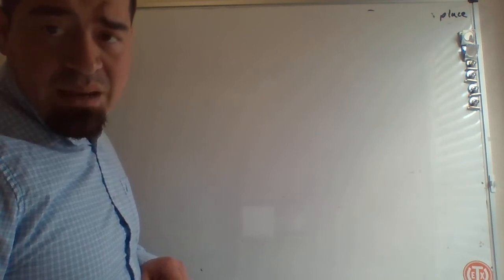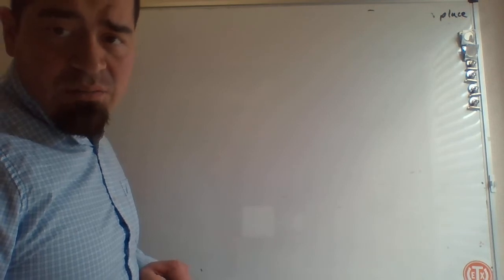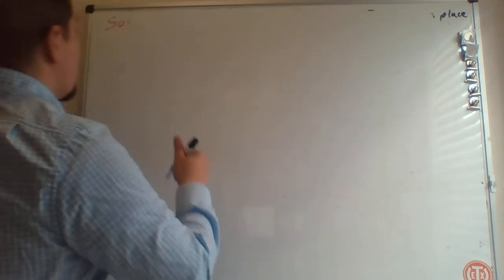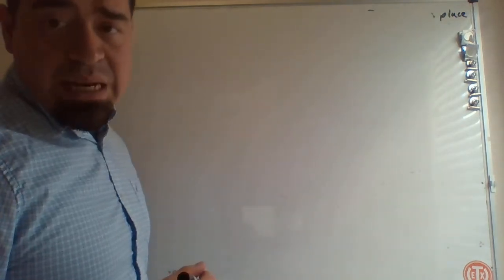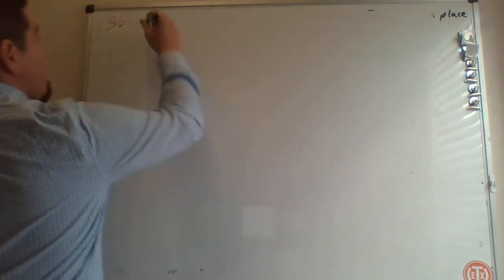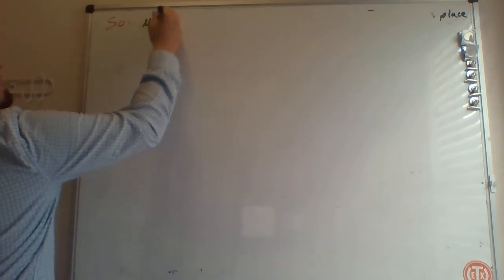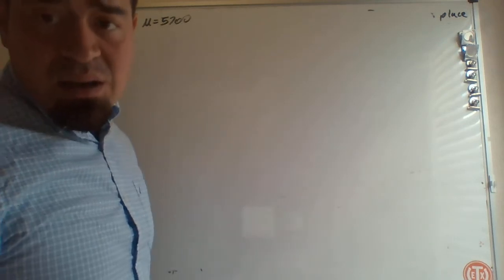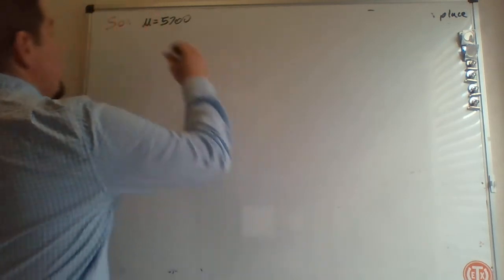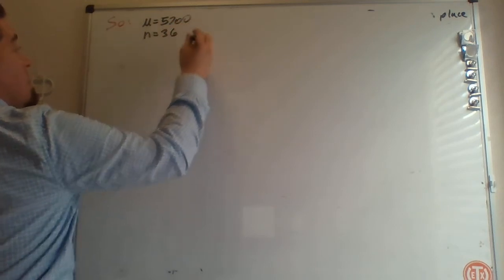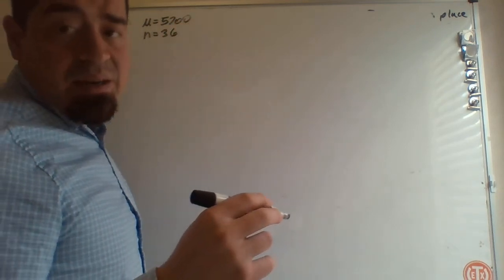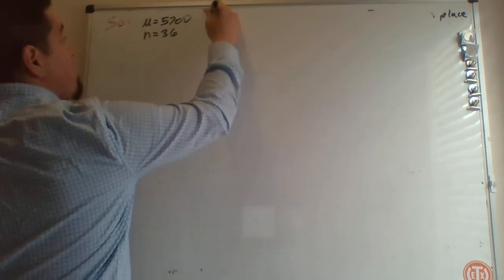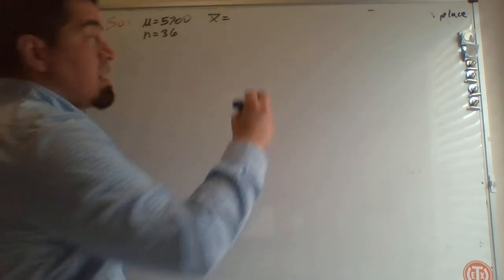He tests the claim that the average cost of tuition and fees at a 4-year college is greater than $5,700. Okay, so if that's what we're testing, that's going to be our assumed mean, 5,700. I see n equals 36. I see from that sample of 36, they got a sample average of 5,950.